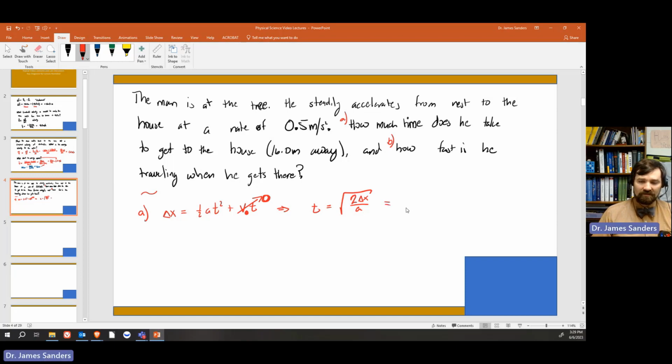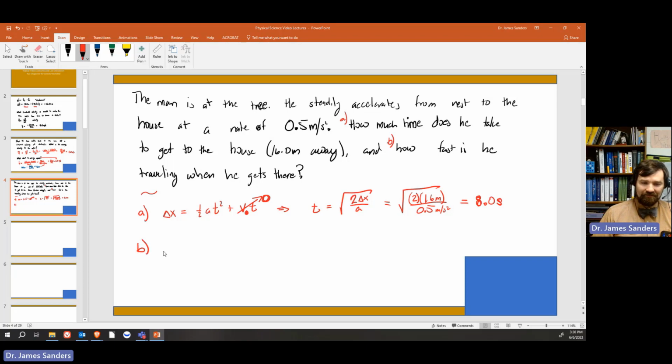So this is therefore the square root of 2 times 16 meters divided by 0.5 meters per second squared. So this should come out to 8.0 seconds at this acceleration rate.